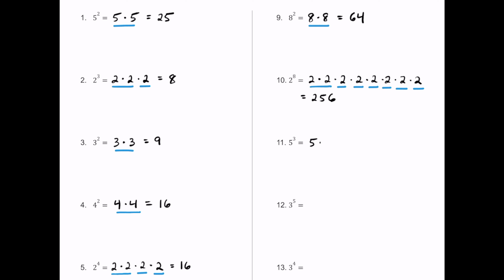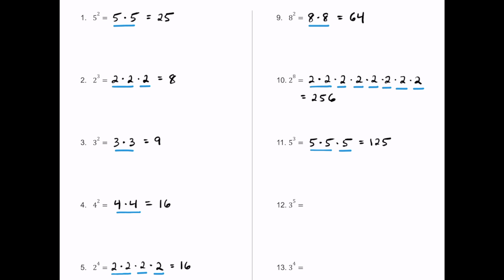For number 11, we have 5 to the third power, or 5 cubed. That's going to be 5 times 5 times 5. And so the first two 5s multiplied together are going to be 25, and 25 times 5, that is going to be 125. Okay, so again, if you need to write out the multiplication, I won't do it for these, but I might do so later on for some bigger numbers.